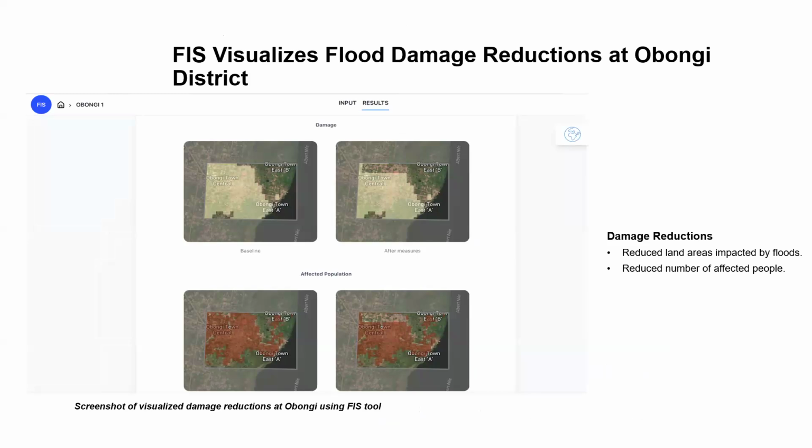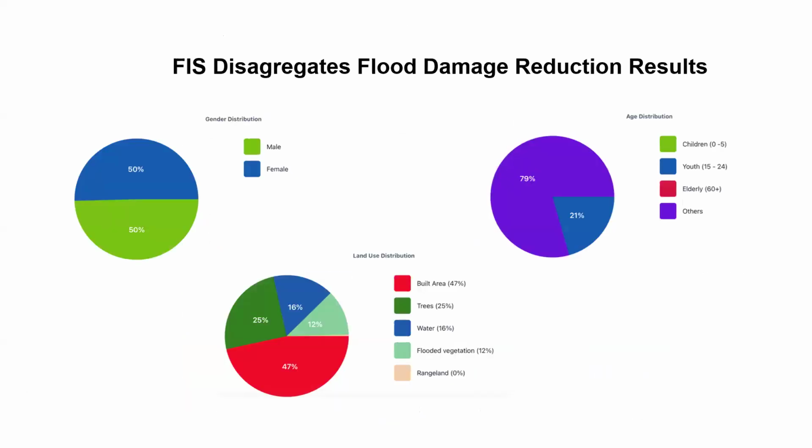Here we see reduced land areas impacted by floods, and also the number of people that are impacted by the flooding. And you can also, as you present your results, be able to disaggregate it into the different classes. You can be able to disaggregate women and men. You can have impacts of buildings, trees, water, vegetations, and all the other land use classes that you have within the area. So this is how the costing bit of the Flood Intelligence Service tool really works.